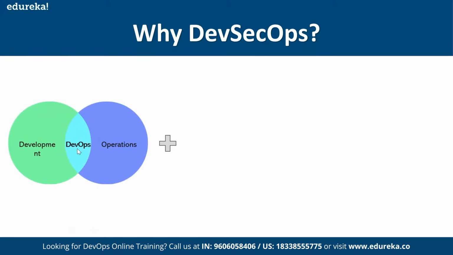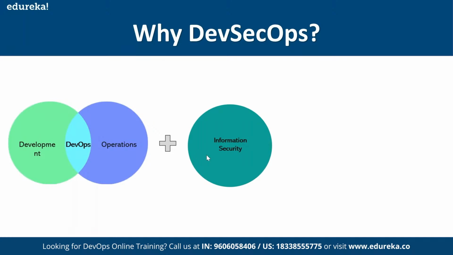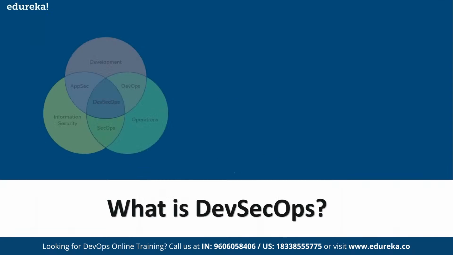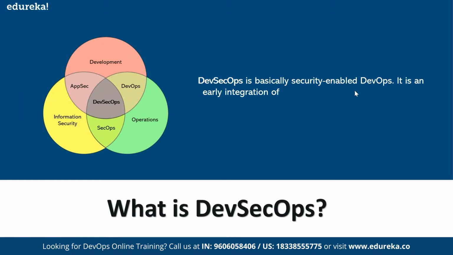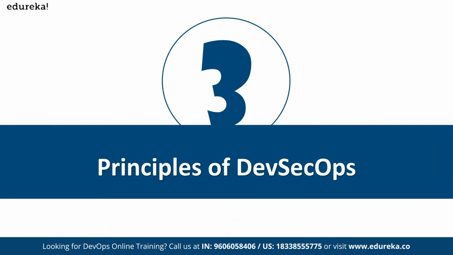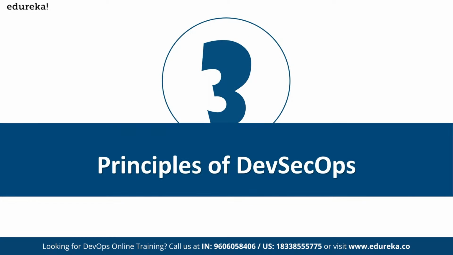So development, DevOps, operations. DevOps plus information security getting into it has become DevSecOps. We have just discussed all these points. When security is getting added, it has become DevSecOps. Now, what is DevSecOps? DevSecOps is basically security enabled in DevOps. It's an early integration of secure culture, tools and practices. So it's nothing, guys. When you are adding security into DevOps, it's DevSecOps.